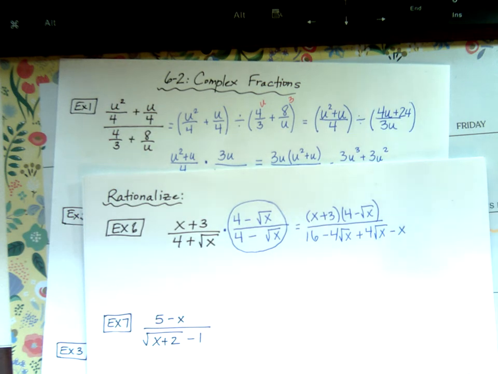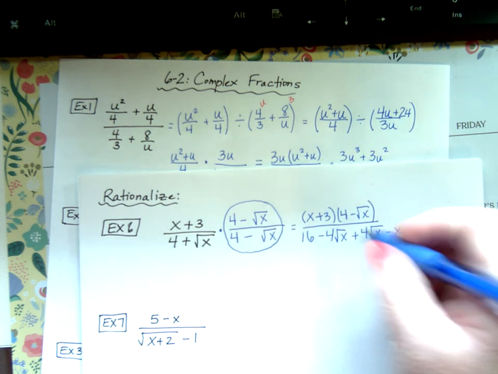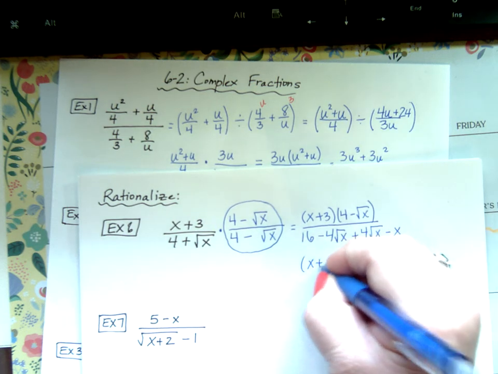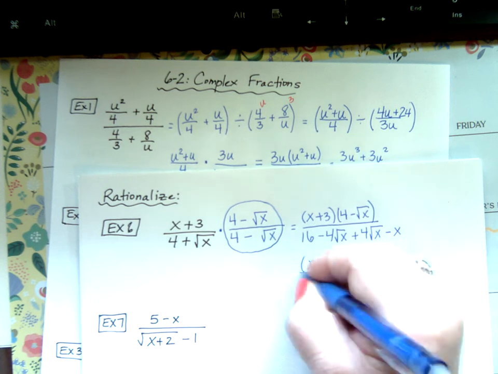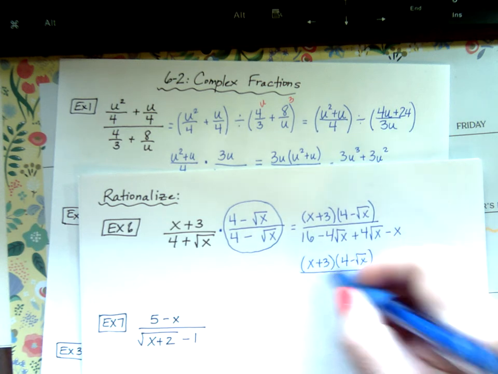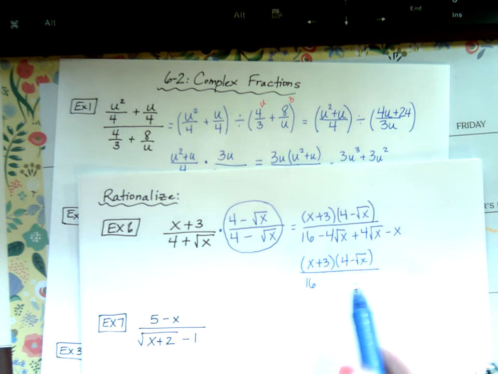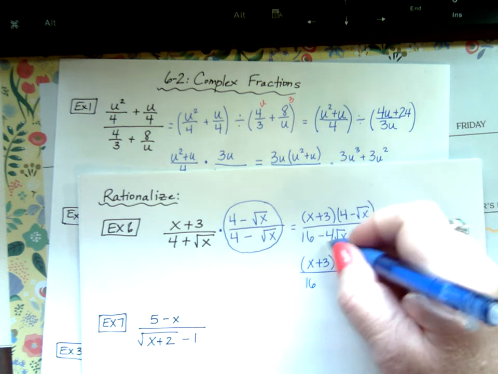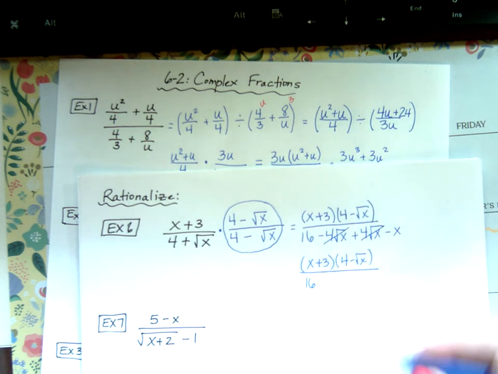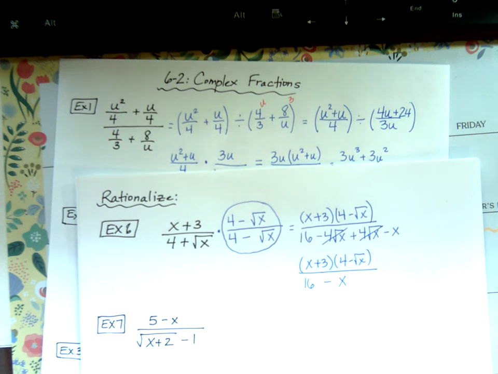And so what happened to this whole thing? My top stays x plus 3 times 4 minus the square root of x, and the bottom becomes 16, a negative 4 square root of x and a positive 4 square root of x. They cancel each other out. And so I have 16 minus x, and I no longer have a square root in the denominator. So I've gotten rid of it. I rationalized it.